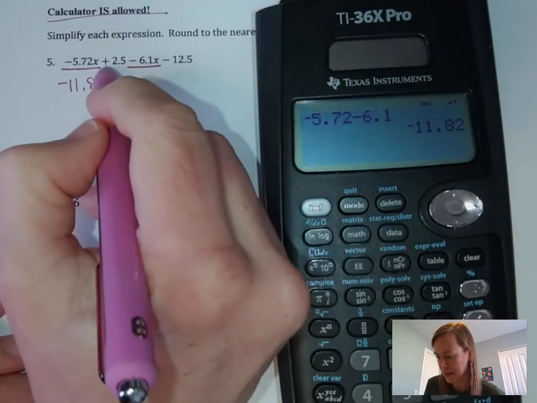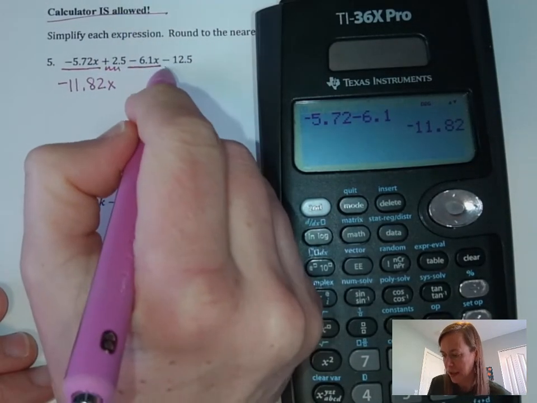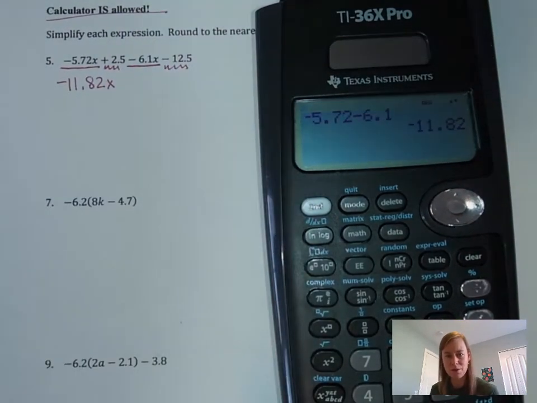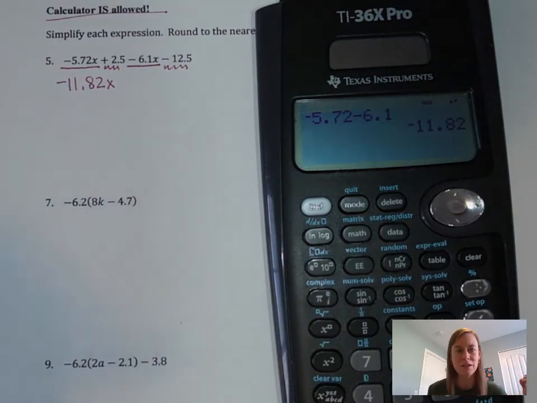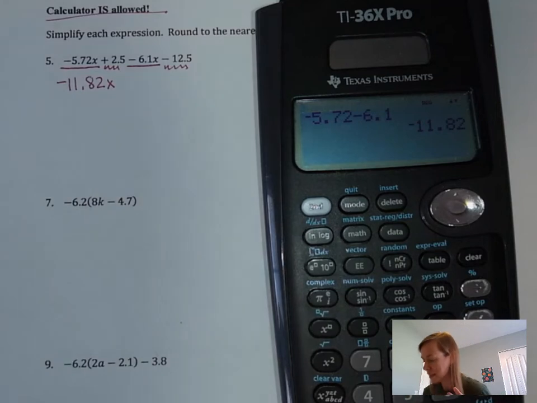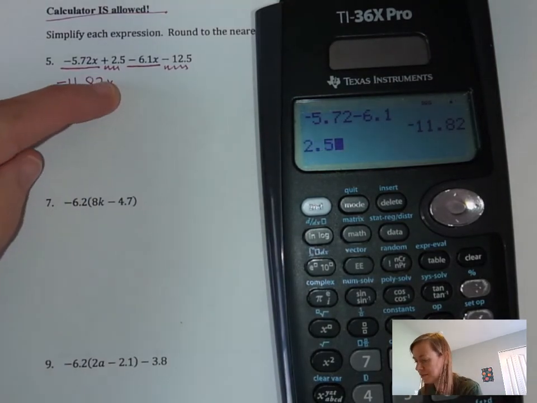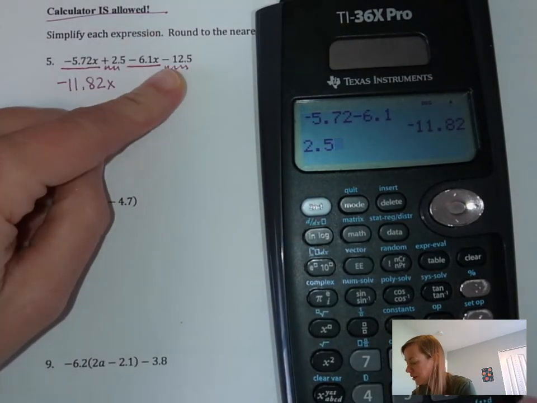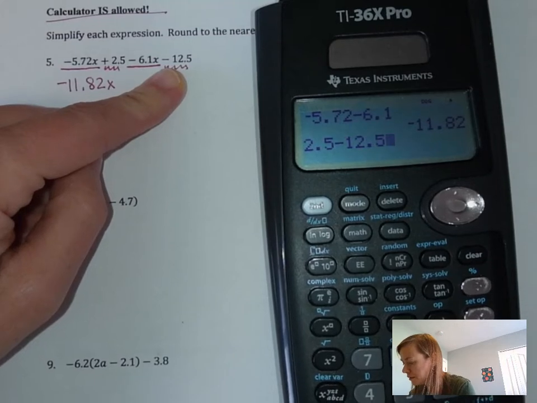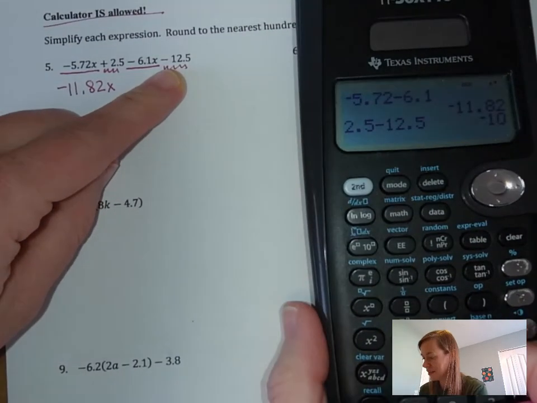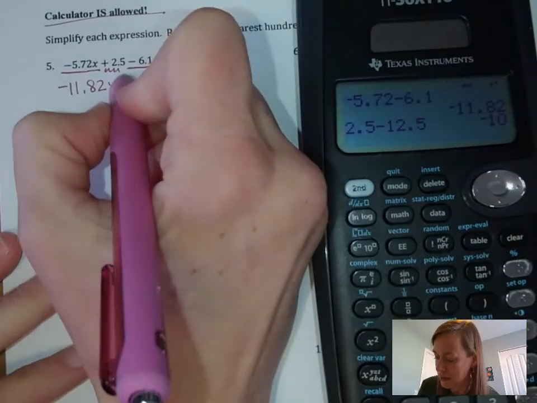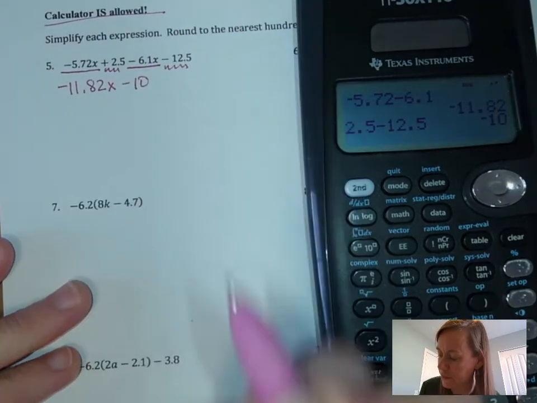Now, what else do we have? We have a plain old number here and a plain old number here. And as you remember, your math terminology, those plain old numbers are called constants, right? So let's combine our constants. It looks like we have a positive 2.5 minus 12.5. And that's going to give us just a nice round even minus 10. So we're going to write minus 10 right here.